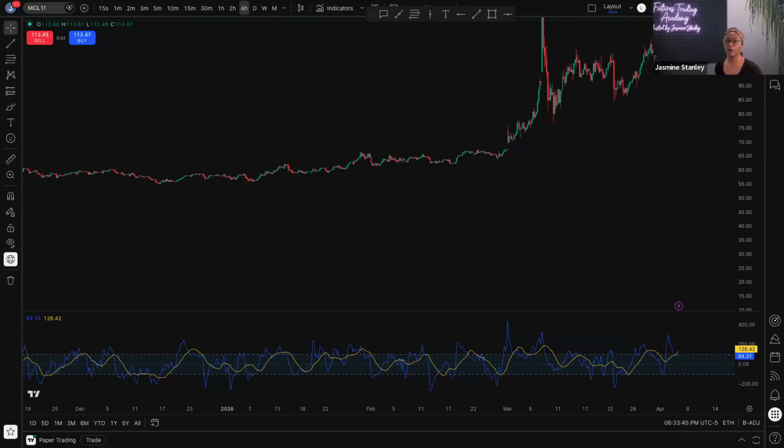New York has the most volume. Period, point blank. It moves the fastest. The candles are way bigger. It's just more momentum, and you can make more money during New York in a faster amount of time. That's why people like the New York session. However, the New York session is not very long.